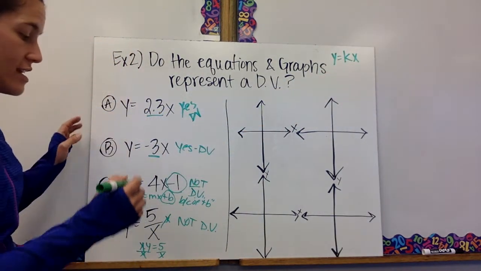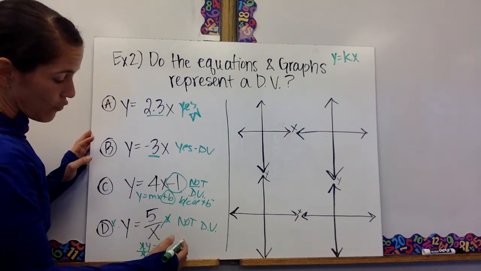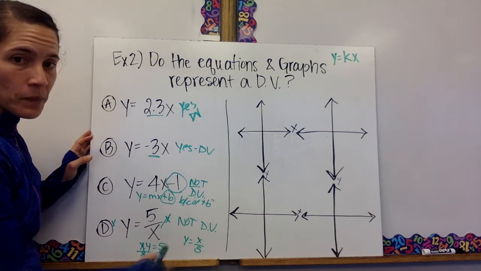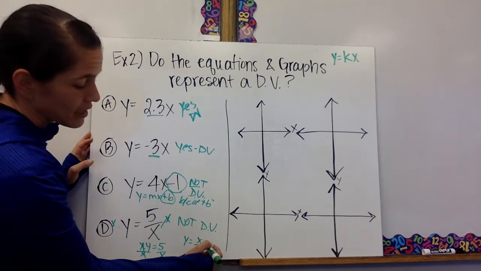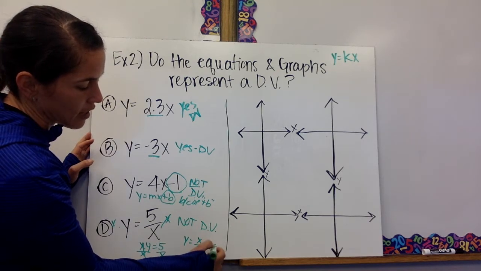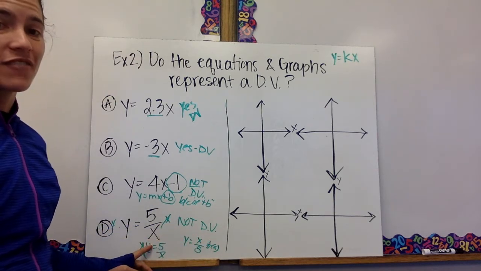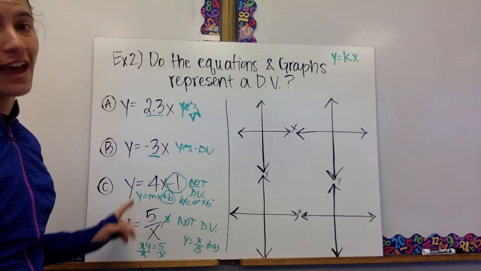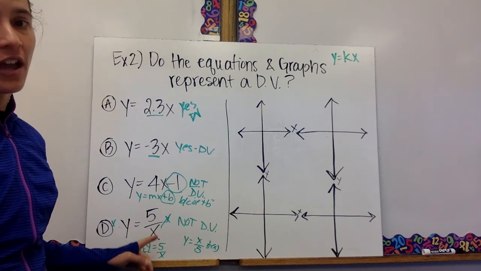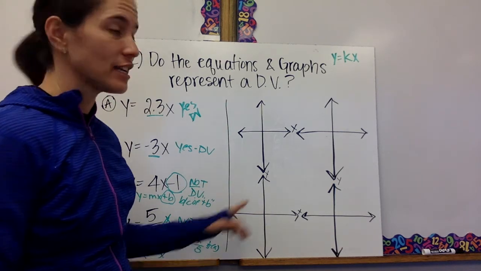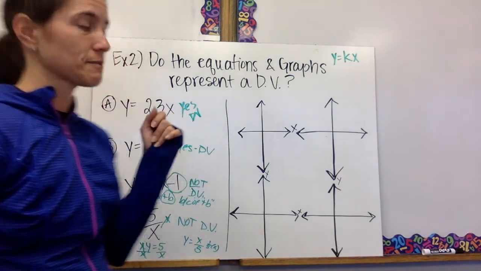If the number was in the denominator, for example, y equals x over 5, that would be okay because that's like 1/5 times x. And k would be your 1/5. But if your x is in the denominator, that is not a direct variation. And so that's why the answer is no, it is not a direct variation because we cannot write it in the form of y equals kx.